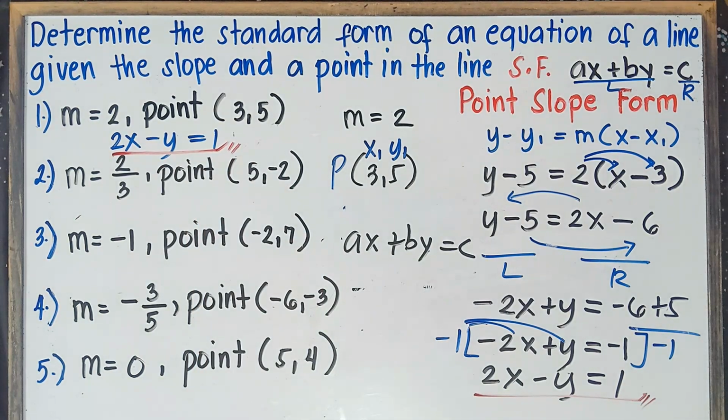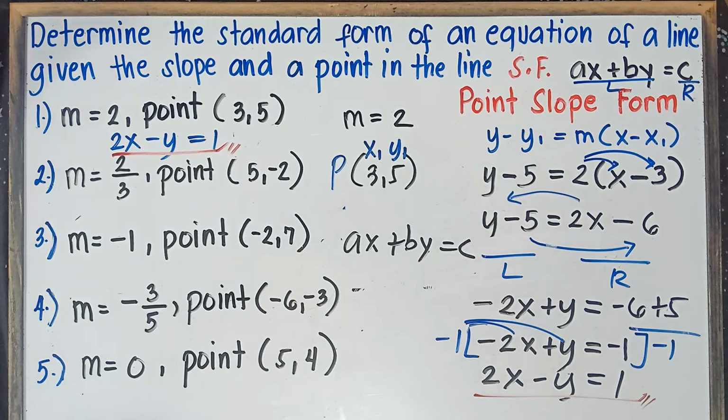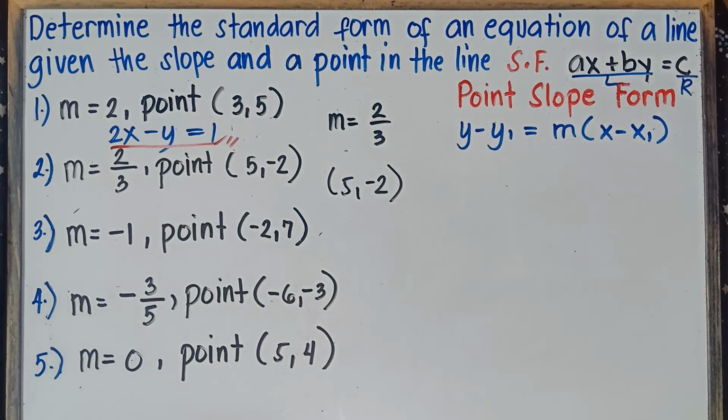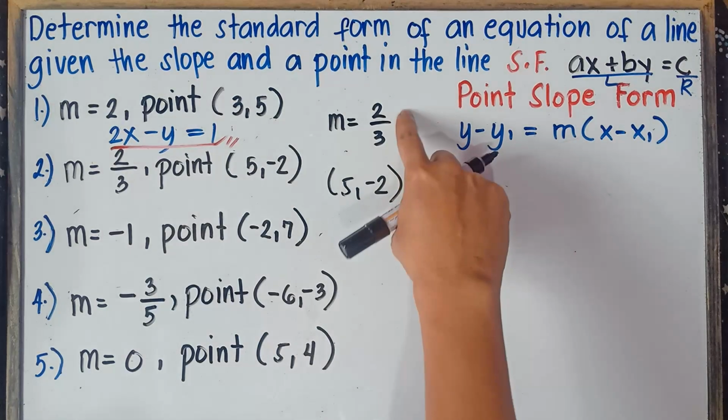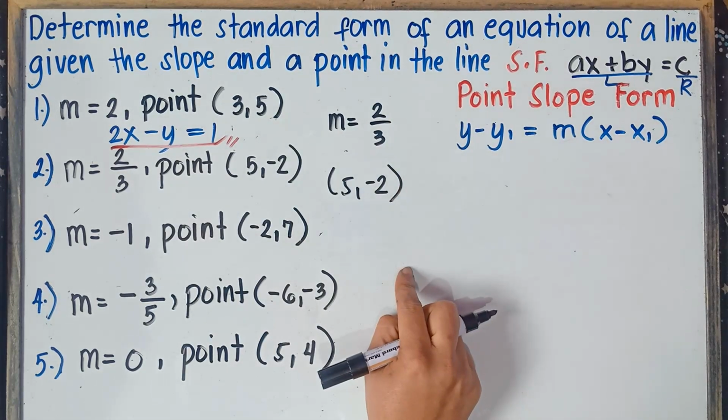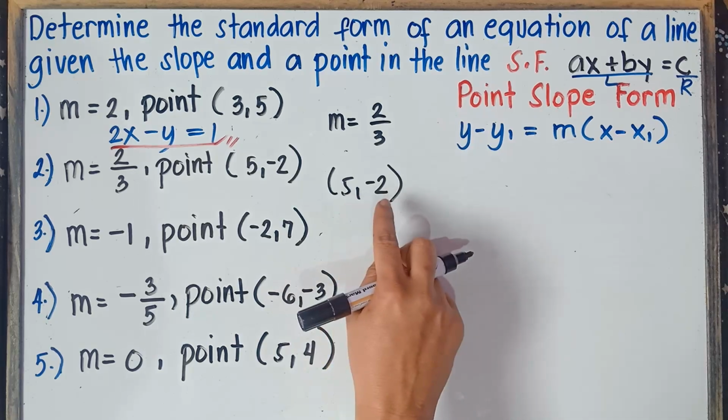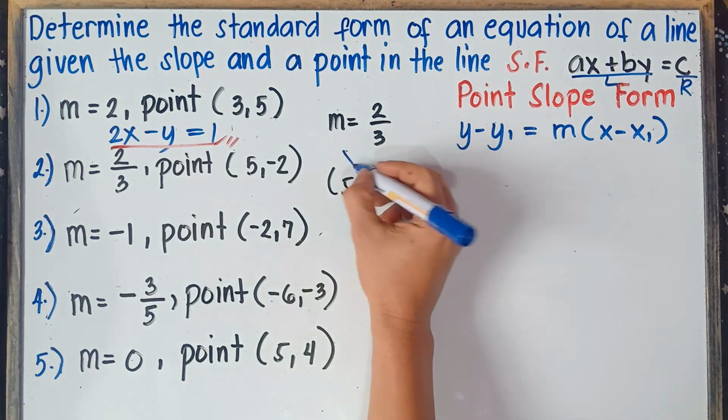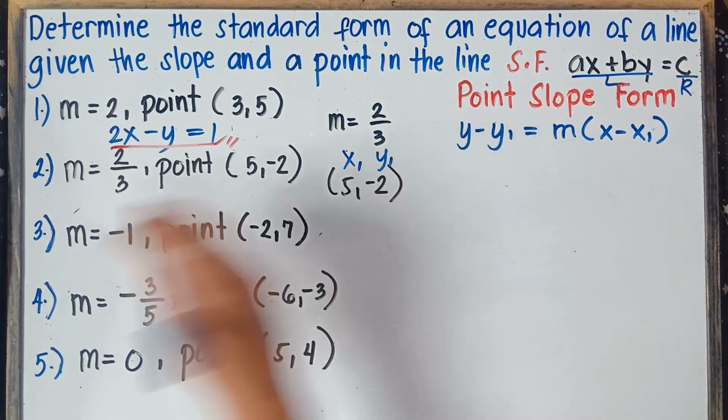Alright, so let's proceed now to example number 2. Alright, so let's have example number 2. Our given slope, we have 2 over 3. And then the value of the ordered pair, or the point, we have 5 and then negative 2. So therefore, this will be x sub 1 and this will be y sub 1.